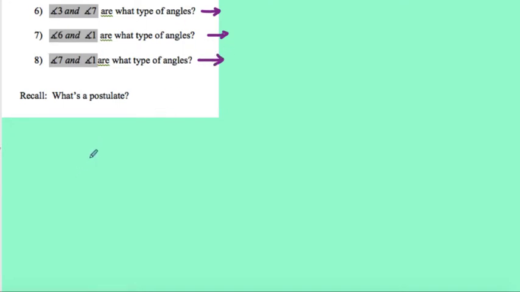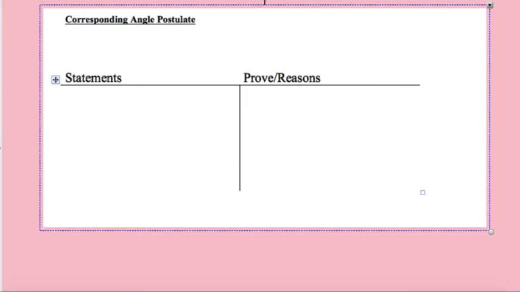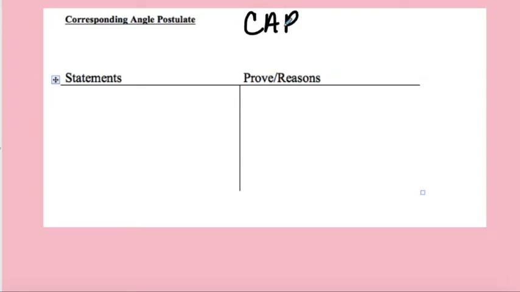All right, so let's review what a postulate is. We've been working with the segment addition postulate and the angle addition postulate, which you have nailed. But remember, a postulate is a statement we accept without proof. We do not have to prove it, but it allows us to prove other things, okay? So today we're going to be talking about my favorite postulate that deals with parallel lines. I call it CAP, the corresponding angle postulate. Since it's a postulate, I don't have to prove it.